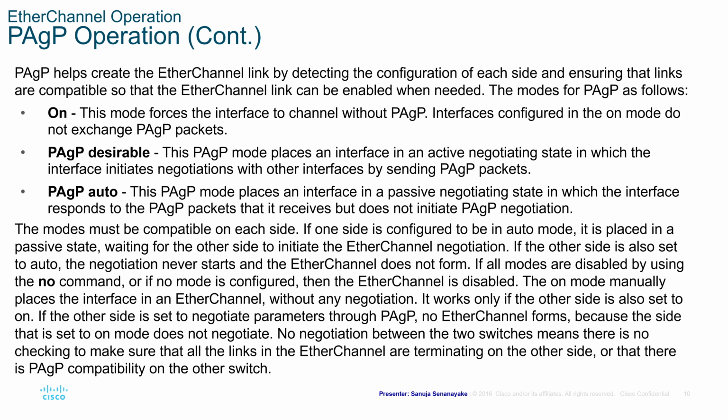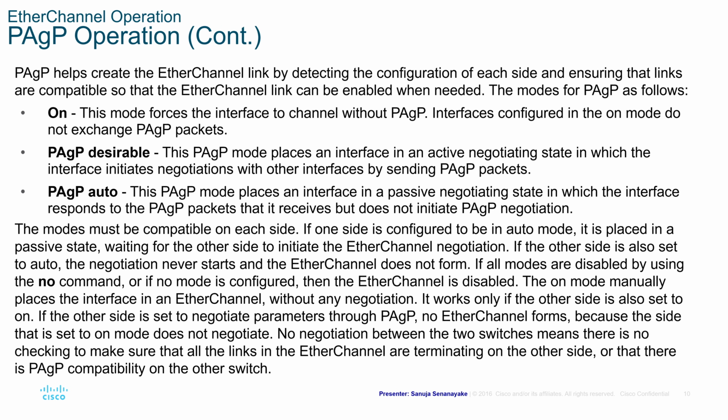So if we look into PAgP a little bit in detail, PAgP creates the EtherChannel link by detecting the configuration of each side and ensuring that the links are compatible so that the EtherChannel link can be enabled when needed. And if you look at the PAgP modes, they include the on mode, PAgP desirable mode, and PAgP auto mode. So on is a mode that forces the interface to channel without PAgP.